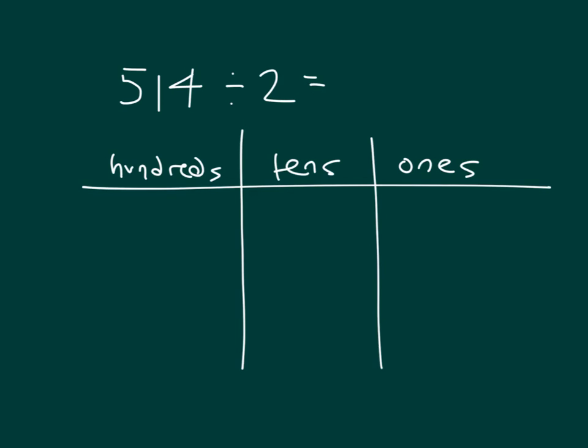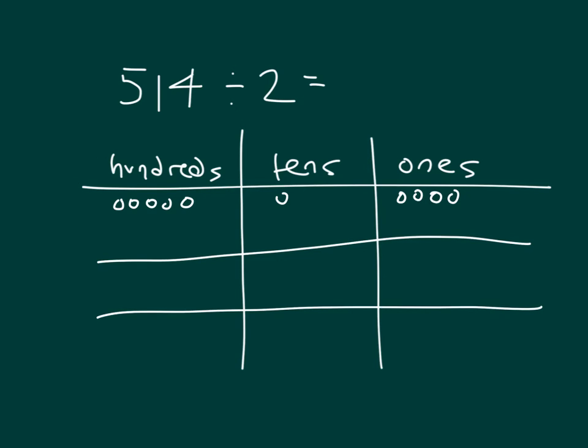Here we have 514, and we're dividing by 2. Let's use some number discs to be able to take a look at this to see how it is that this works. So we'll model that first. 1, 2, 3, 4, 5, 100s, 1 ten, 4 ones. There's 2 groups. We'll start with those 500s, dividing it by 2. How many will go into each group? Right, 200s. Leaving us with 100, which we will regroup into the tens.